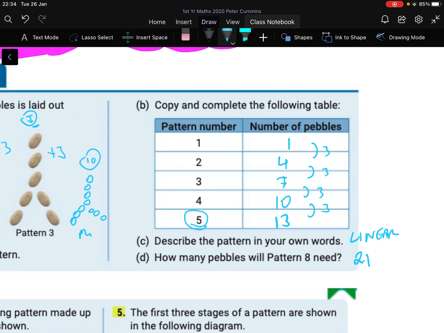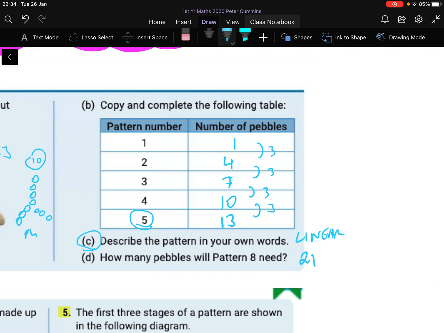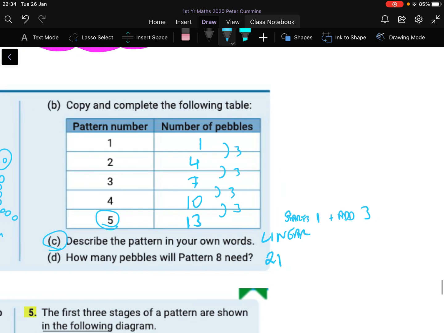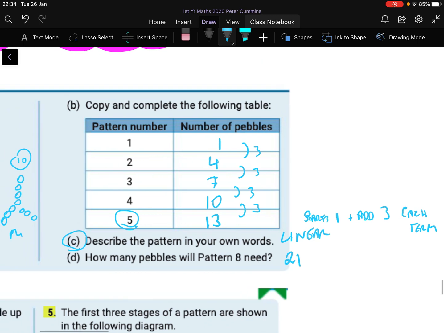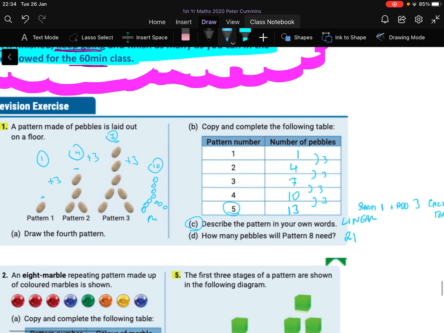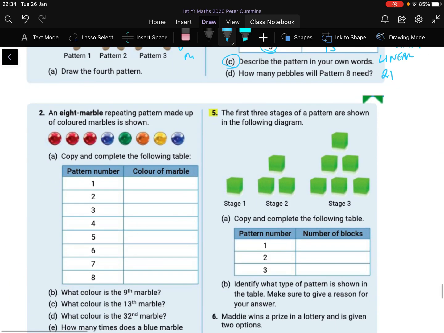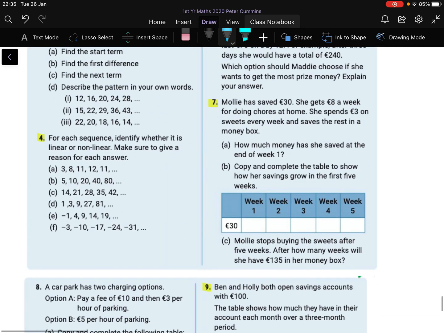Describe the pattern in your own words, which we've done. For C, it's a linear pattern starting with 1, and you add 3 each time, add 3 each term. So pattern 8 is going to need 21 pebbles.